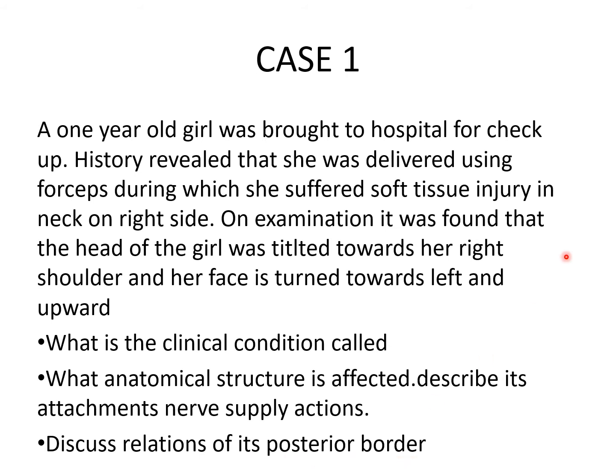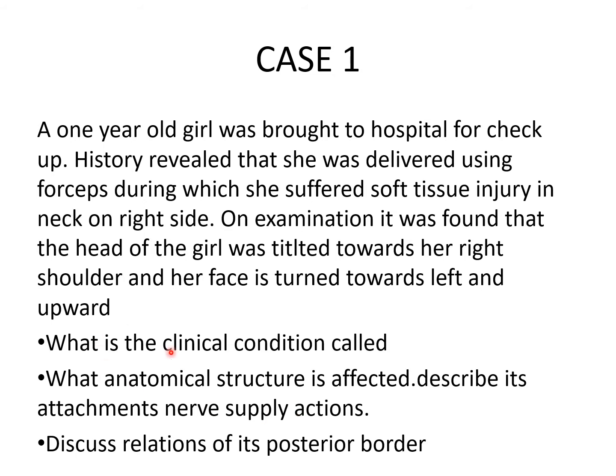So, which anatomical structure is affected out here? See the position in which the girl's head was there. So, it reflects that the sternocleidomastoid muscle is affected. So, you should be able to tell the attachment, nerve supply and actions.